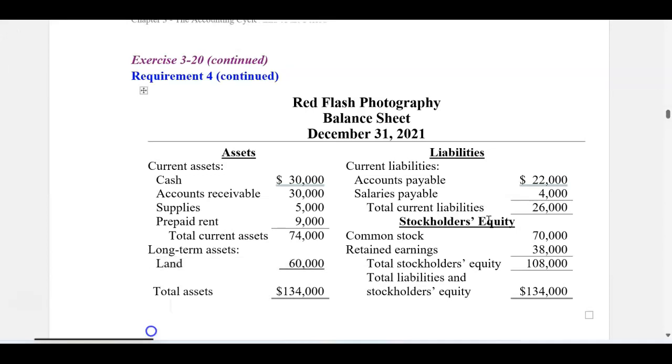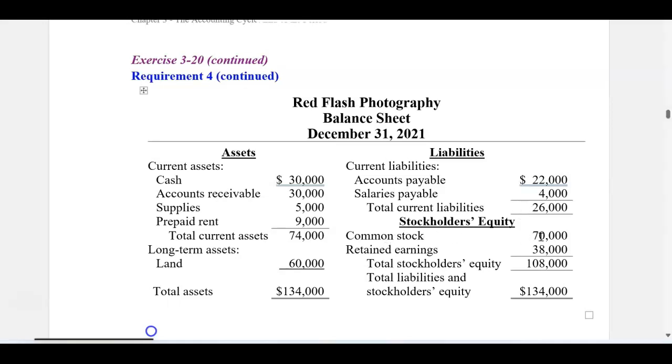$134,000, double line. Current liabilities are whatever you have in the adjusted trial balance. That's $22,000 accounts payable, and salary payable, and that gives you total liabilities. Those are current liabilities. They are not long-term. In the classified balance sheet there are 2 categories of liabilities: current liabilities and long-term liabilities. Current liabilities are liabilities that you need to pay within a year or less. Long-term liabilities are liabilities that you pay longer than a year. We don't have any long-term liability here, so we skip it.